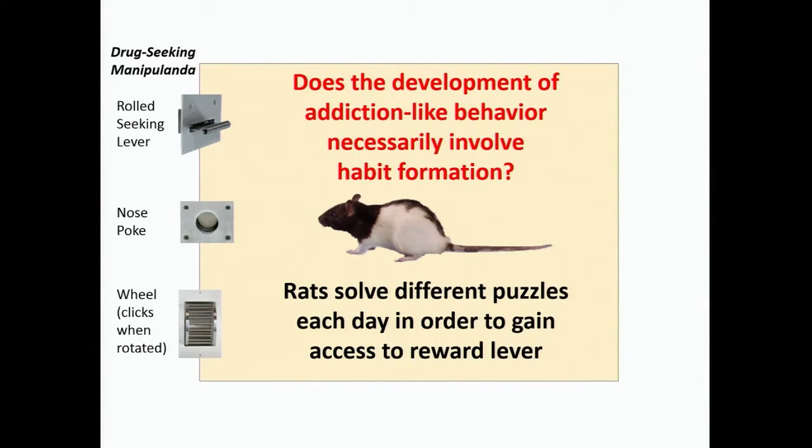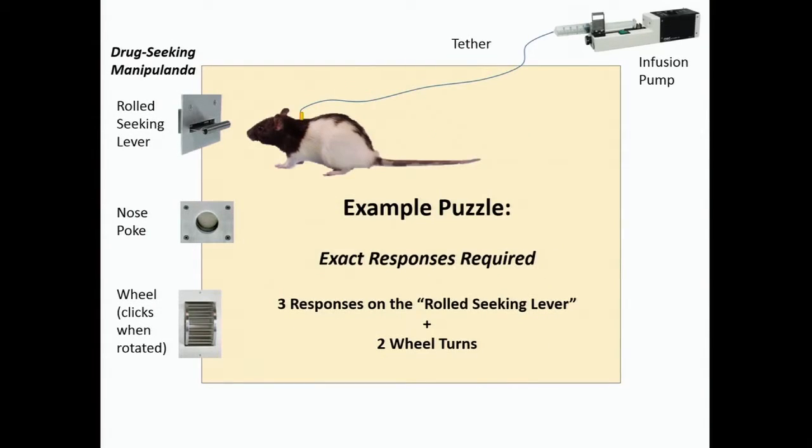And rats are really smart. They can do these types of things. They can pull a chain. They can hit things. They can do lots of different things. So they're able to learn these puzzles. And so here's an example of a puzzle. And so you can see all the while the rat is tethered to this infusion pump. So when it solves a puzzle, it can get the cocaine. So here's an example of the puzzle. In this puzzle, what it has to do on this given day is press this lever three times and then turn this wheel twice. Okay?